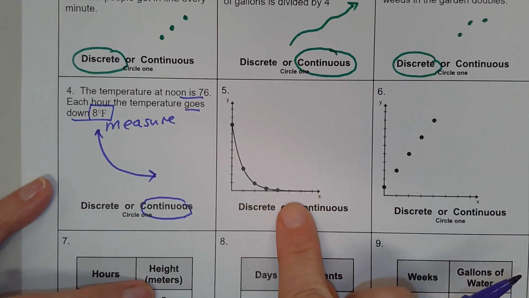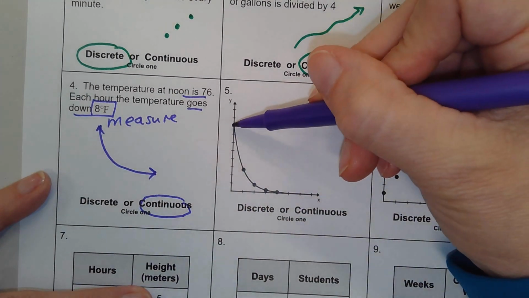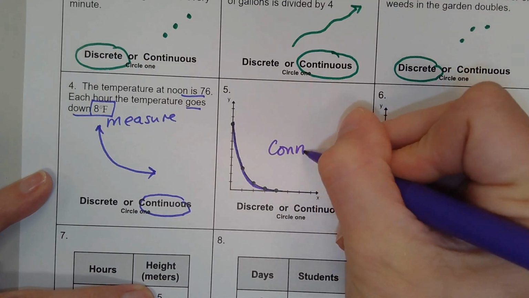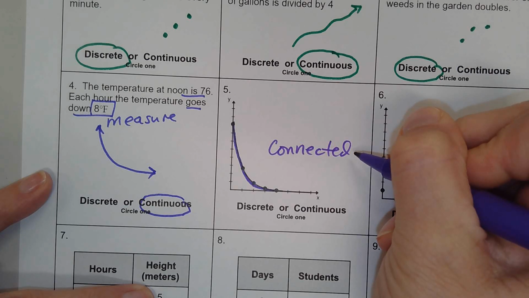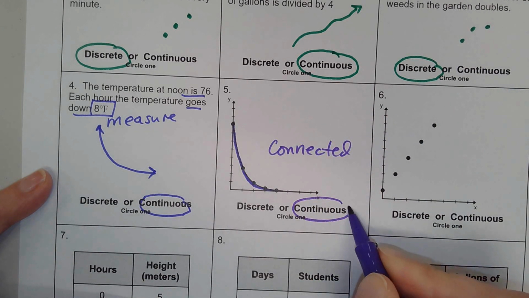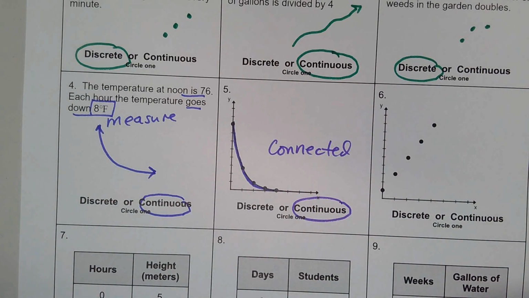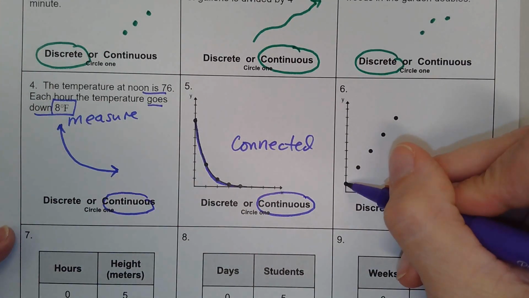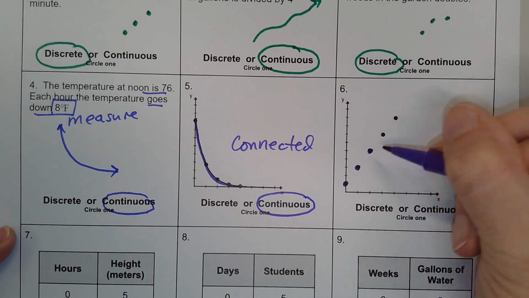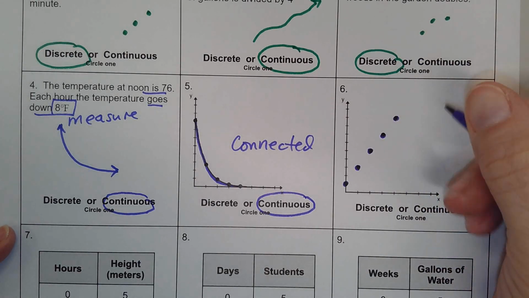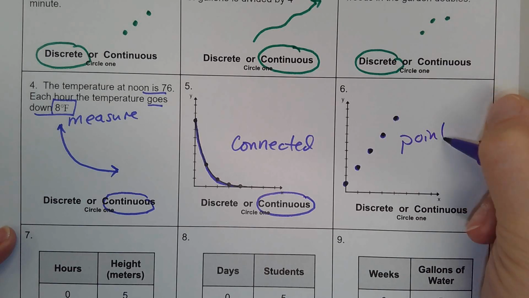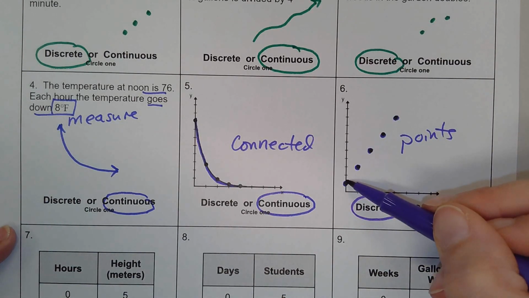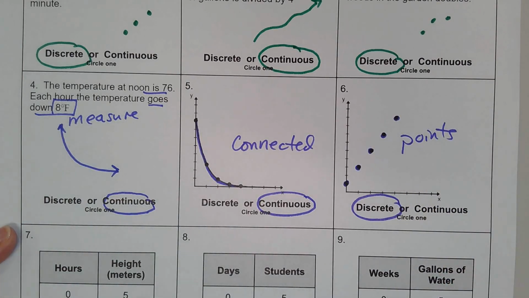This doesn't have a story. I don't know what this is about, but I noticed that it's all connected. Since the graph is connected, we call it continuous. This graph also doesn't have a story, but I'm looking at the graph and it is just points. Since it is just points, it must be discrete. This must be something they counted.